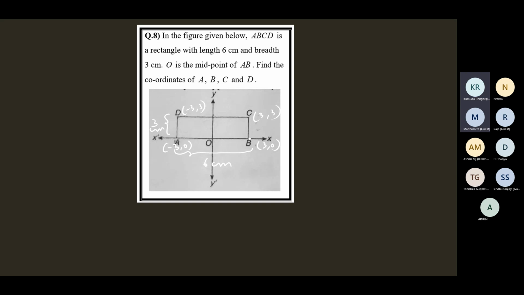Because the length is 6 centimeters and O is the midpoint, it will be 3 units here and 3 units here. So 3 here means the marking is -3, and 3 here means the marking is 3. So the coordinates will be (3, 0) and (-3, 0).